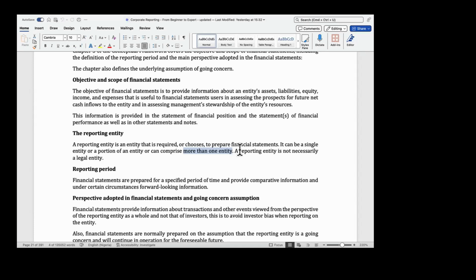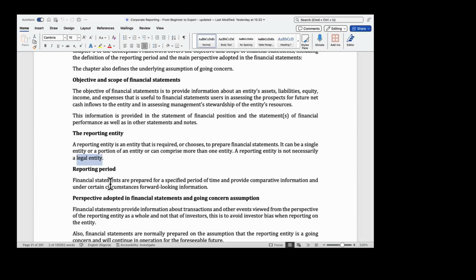And finally, a reporting entity is not necessarily a legal entity. It doesn't have to be a legal entity. So a reporting entity can be a sole proprietorship business. It can be a partnership business. It can be a company. A company is a legal entity. Those other ones, they are not. So a reporting entity does not have to be a legal entity, right?